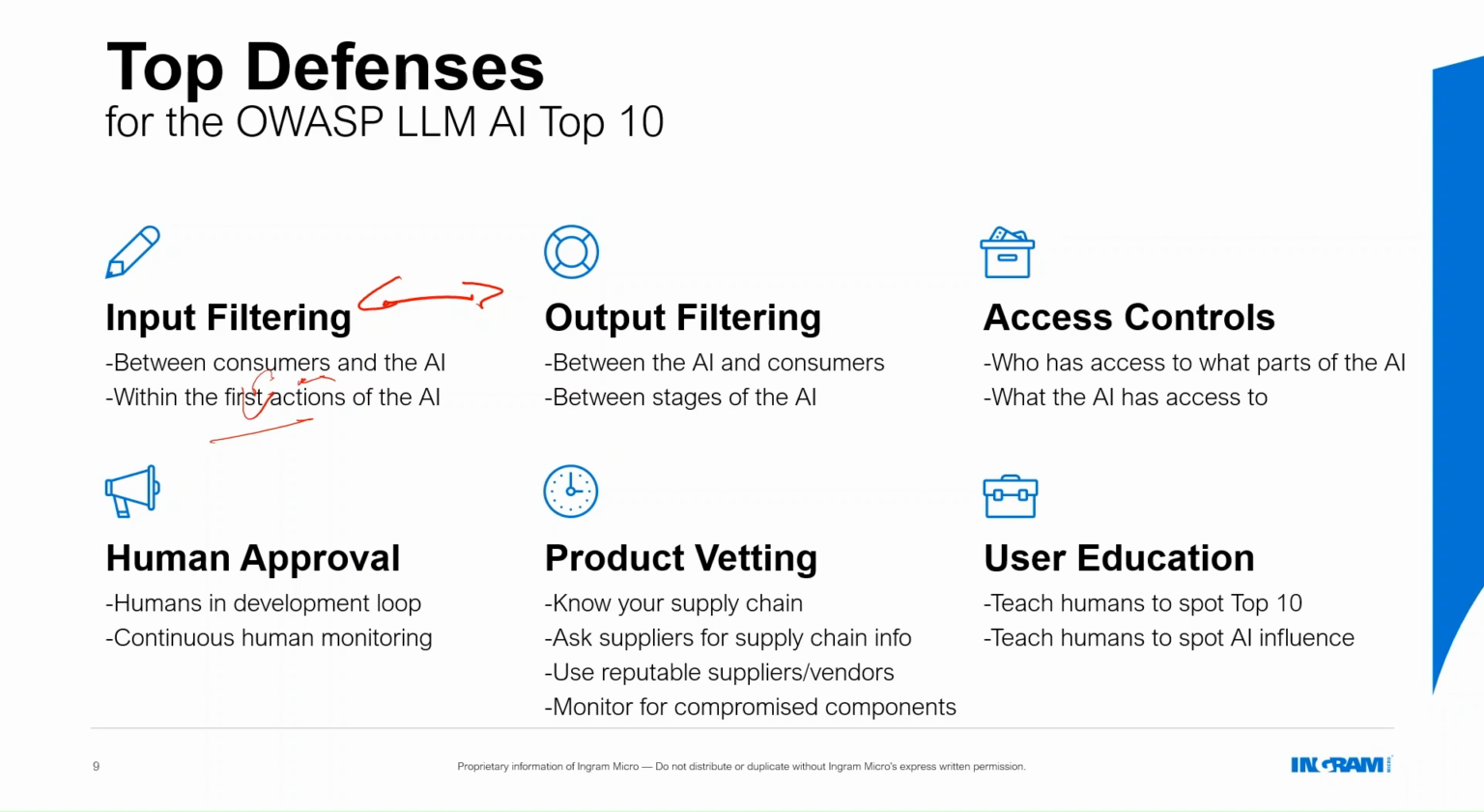That's input filtering. Then, of course, the corollary is output filtering, which is between the AI and those consumers we talked about. And it's also between the stages of the AI, because each stage of the AI outputs to the next stage of the AI, and so on and so forth.